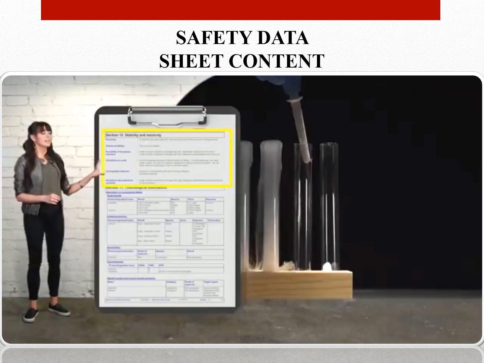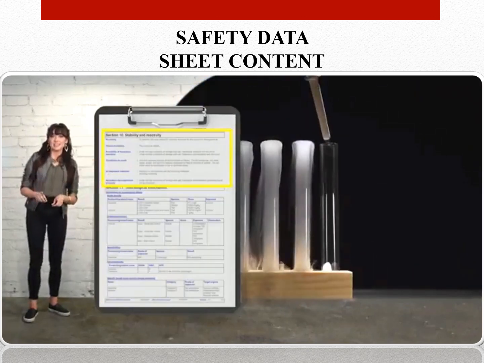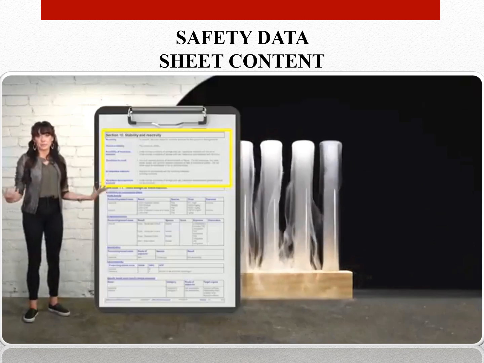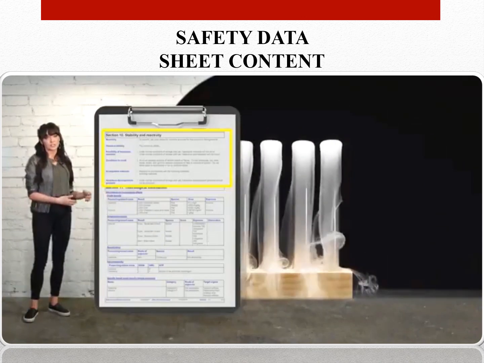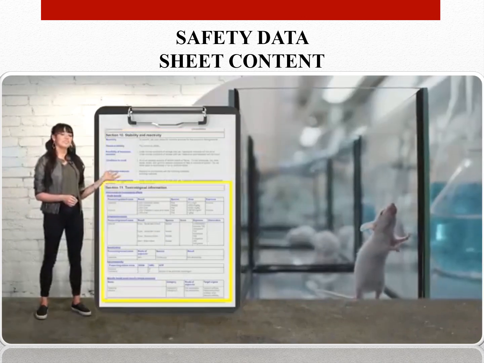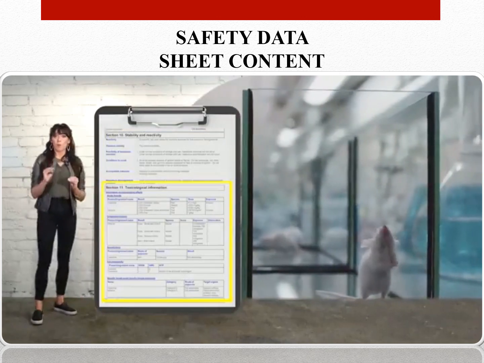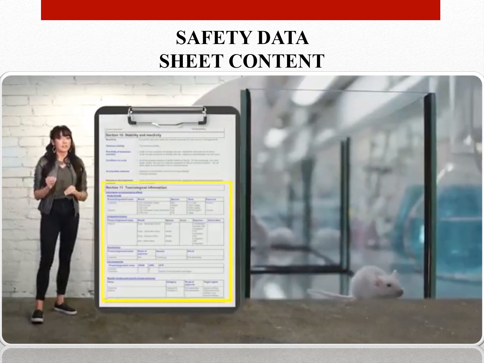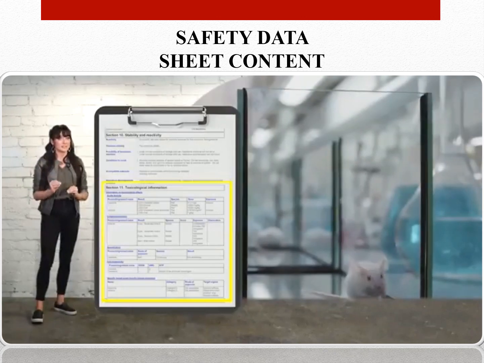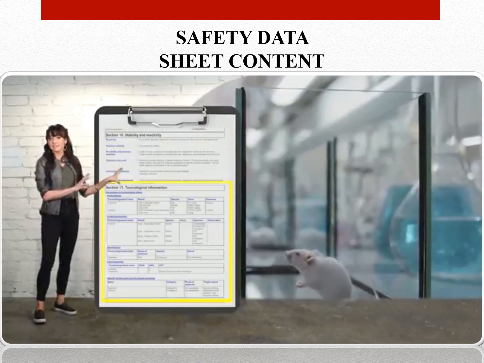Section 10, Stability and Reactivity. This includes the chemical stability and the possibility of hazardous reactions. Section 11, Toxicological Information. If you're looking to find out more information about any toxicology studies that have been conducted on the substance, this is an excellent place to start.